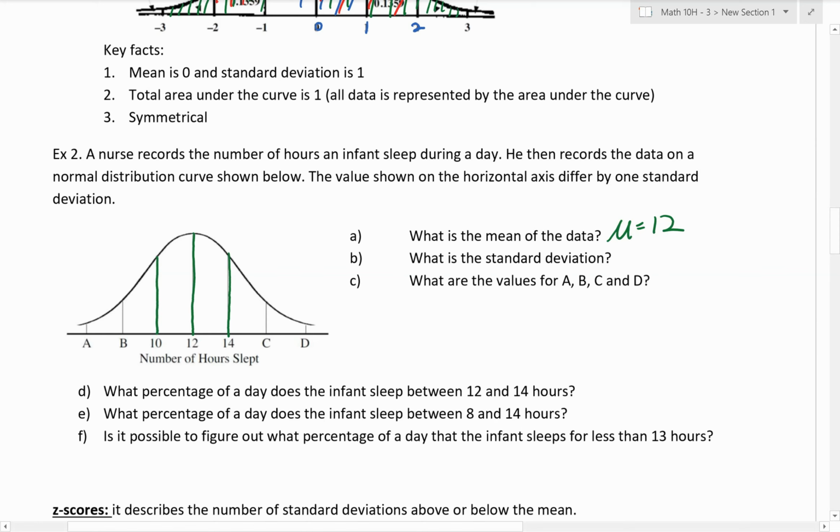Part B, what is the standard deviation? The standard deviation here is 2. Because you see from 12 to 14, right? The standard deviation is 2. What are the values for A, B, C, and D?